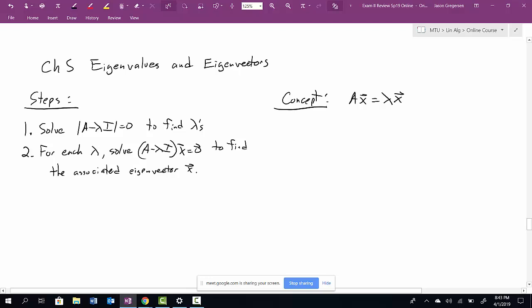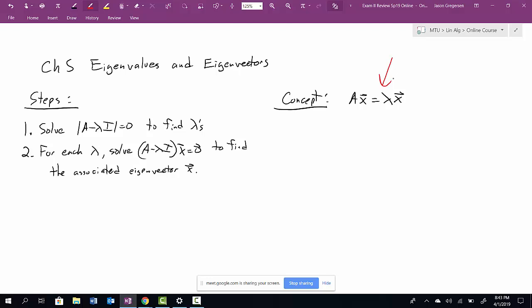All right, so eigenvalues, eigenvectors. We had a big idea here. Ax equals lambda x. That was our concept for what eigenvalues and eigenvectors were. It's a special vector and scalar related to our matrix, where if you take the matrix times the vector, all you're really doing is scaling it. It's kind of a special transformation.